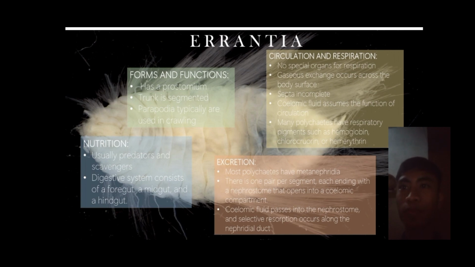There is one pair per segment, each ending with a nephrostome that opens into a coelomic compartment. Then the coelomic fluid passes into the nephrostome, and selective resorption occurs along the nephridial duct.